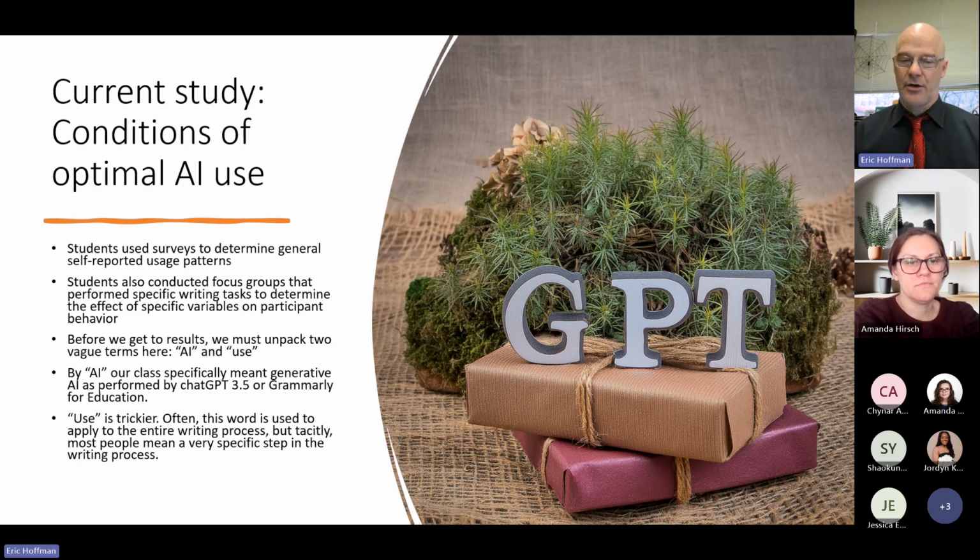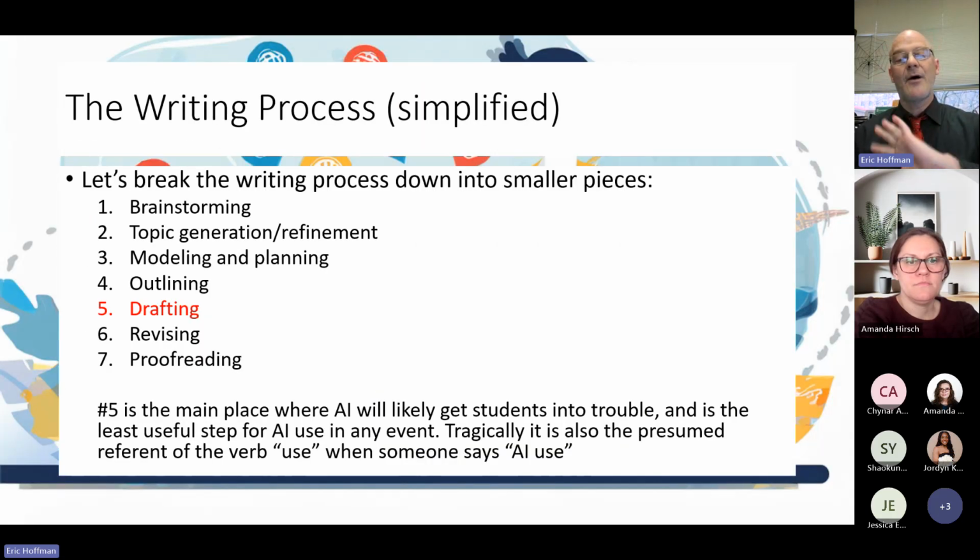Use is a lot trickier. When we say using AI, it can actually refer to a wide array of different kinds of applications, and especially within the writing process, use can be applied in a lot of different ways. If we think about the writing process, we can break it down into a whole bunch of steps. This is a very, very simplified version of the writing process. It doesn't talk about recursion. Arguably, there are other steps that might be involved, but for our purposes today, the simplified version should suffice, right?